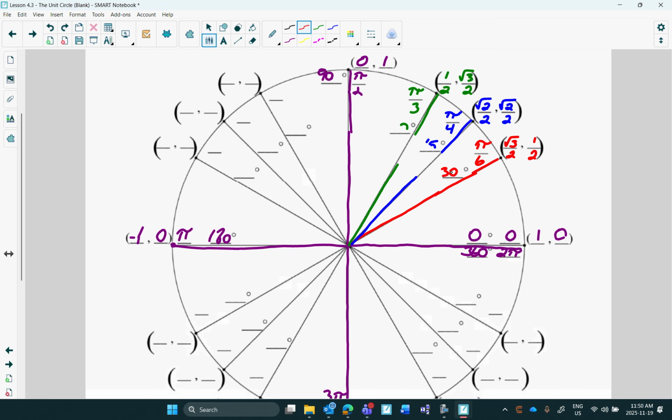The 30 degree family. Well, notice it goes at an angle like this in quadrant 1. It also goes at an angle like this in quadrant 2, in quadrant 3, and in quadrant 4. So those are all part of the 30 degree family.